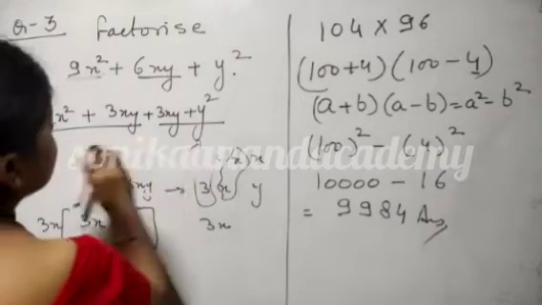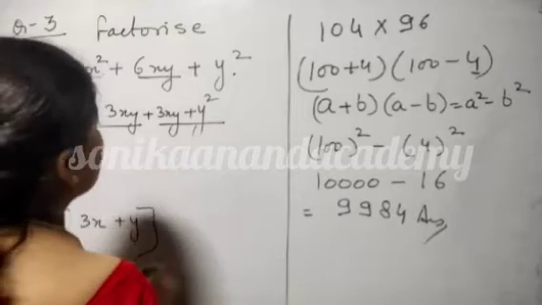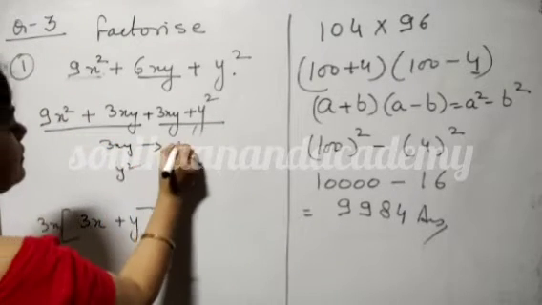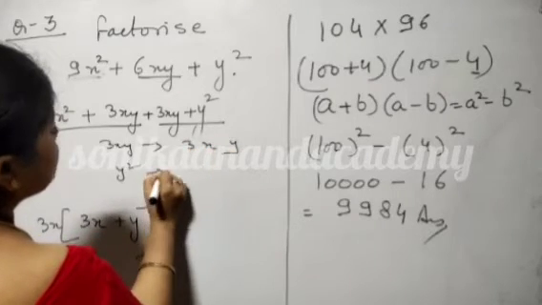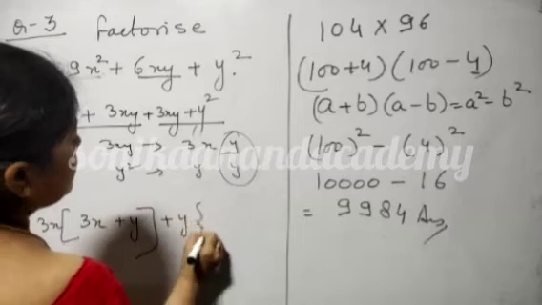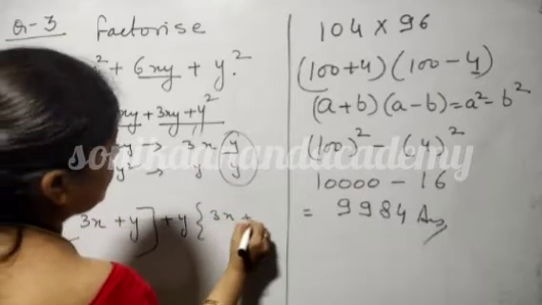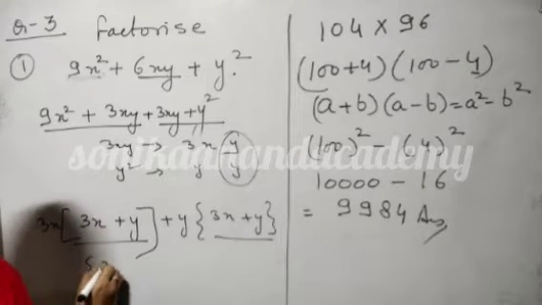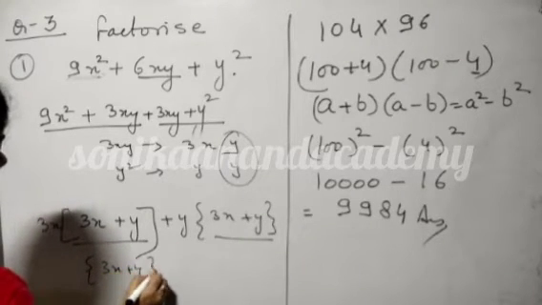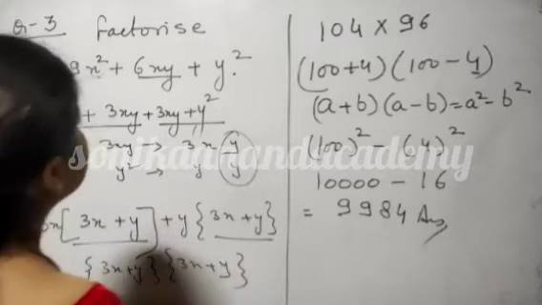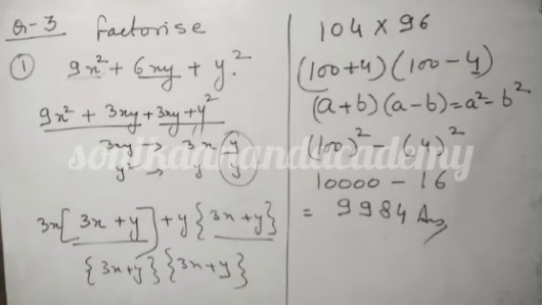Now the next one, take the common in 3xy and y square. It is 3x and y. Y square means y into y, so y is common. In the first one we have 3x, then 1. Now we observe these two are the same. We write 3x plus y in one bracket, and in the other bracket we write 3x plus y. So in this way, we factorize the different questions.